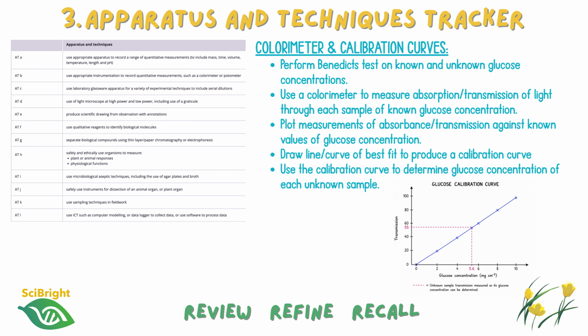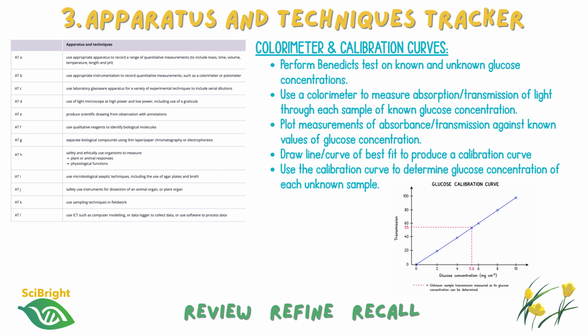Next are colorimeters. I still want you to know this and how to make a calibration curve, in particular with reference to CPAC 11 this time. We went through this briefly for the membrane permeability practical for paper 1. You're going to use a colorimeter to measure absorption of light through each known sample. You're going to plot measurements of absorption or transmission against known values of our independent variable.